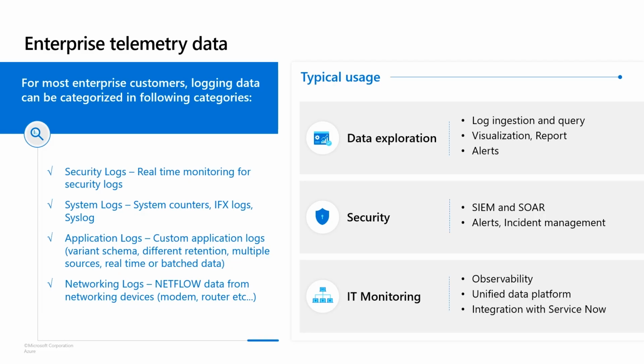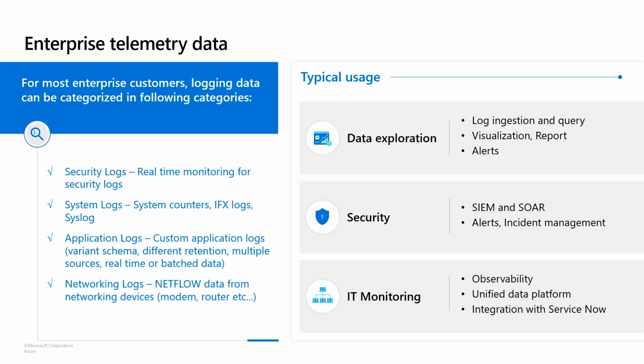Moving on, today we are talking about ADX and how it is being used in the IT monitoring space for large or small enterprises. When you look at enterprise telemetry data, typically the data can be categorized in 4 different categories. One is security log, where you want to bring the real-time monitoring value from the security log. You have got system logs where you can bring your system counters data, your IFX logs, your syslog data, and other audit data.